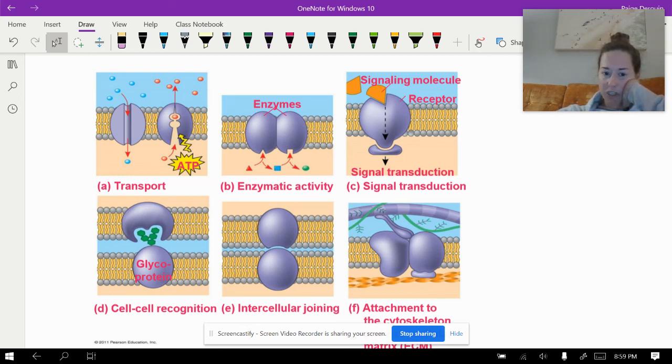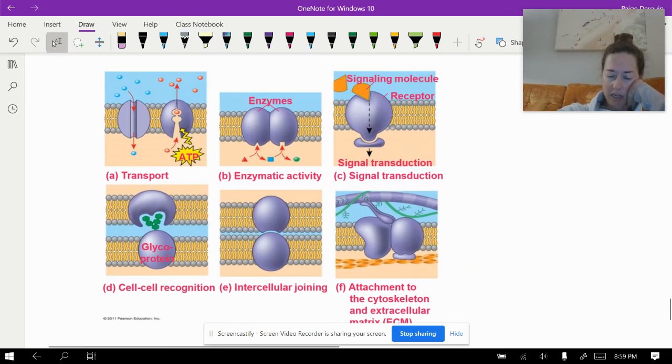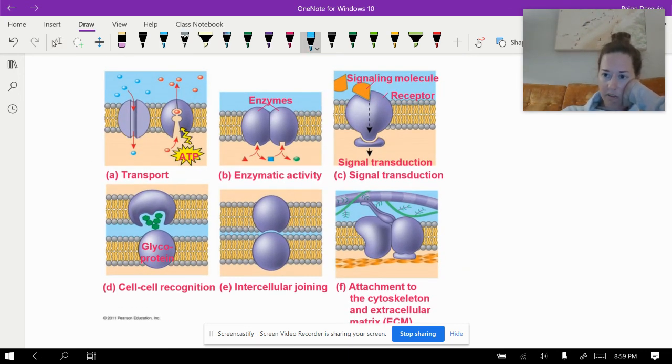Here's an example of two proteins joining a cell really closely together with another. And then also the proteins can be used to attach either to the extracellular matrix or to the cytoskeleton on the inside. So those are just a few of the main membrane functions, which we'll dive into individually throughout the year. We won't do all of them in this unit, but we will do transport. So that'll be our next thing.